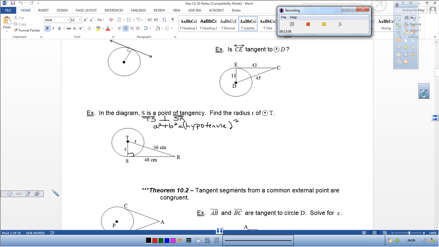And when we're identifying the hypotenuse here, it's a little different. The hypotenuse here includes the radius and 36. So the hypotenuse is R plus 36. Any questions with this? Get ready, Tom.